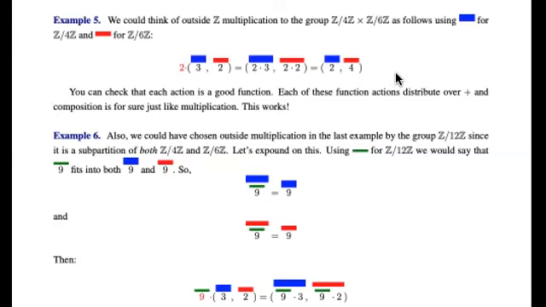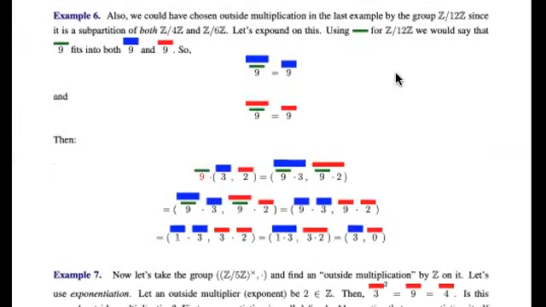Okay, let's look at example 6. Now, when we want to outside multiply by something other than Z, there's more to check to make sure it's well defined. For Z, we have our regular quotient type maps that we can use. But here, what if we want to outside multiply by Z mod 12Z? Notice, like in the case that 10 was a multiple of 5, well, 12 is a multiple of 4 and 6, so it should work.